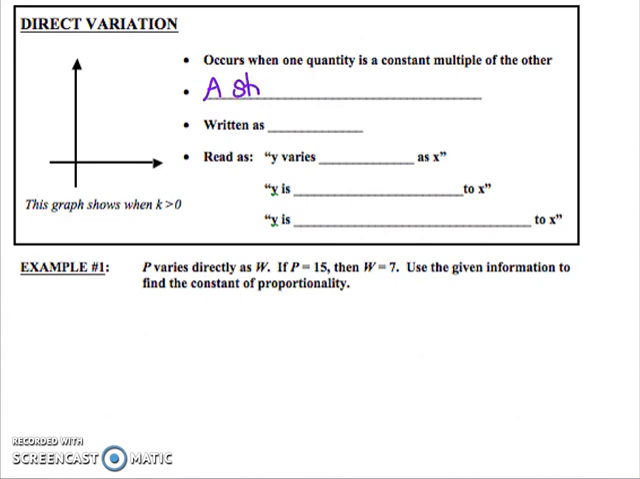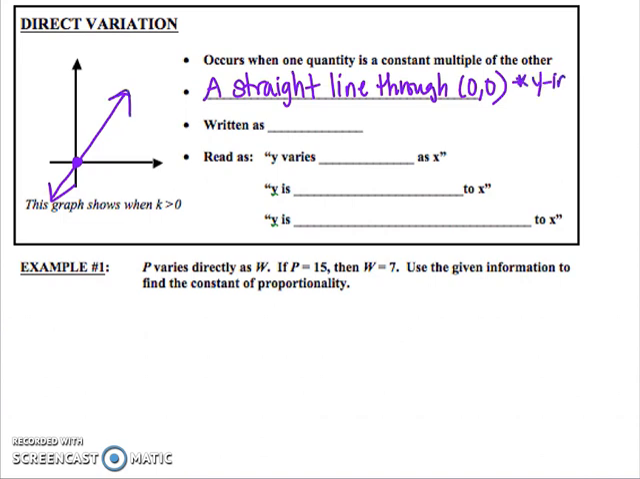As a graph, direct variation is always going to be a straight line, and it is always going to pass through the origin. So we can draw any straight line here, but it's always going to have that point 0,0 on the line. Since it passes through the origin, that's kind of significant because that means that the y-intercept is always 0. The equation is written as y equals k times x.